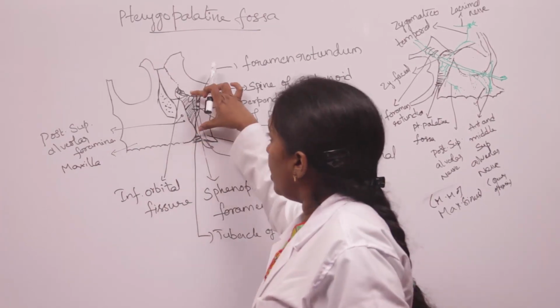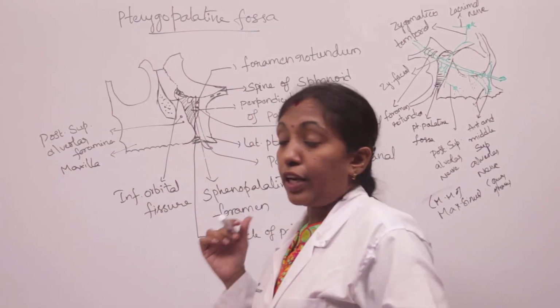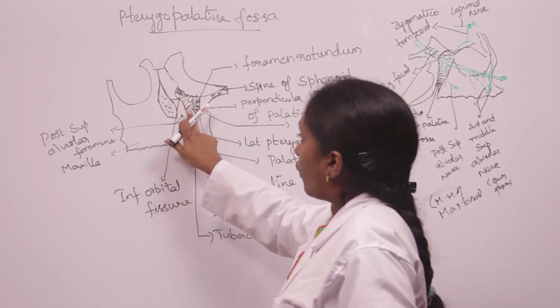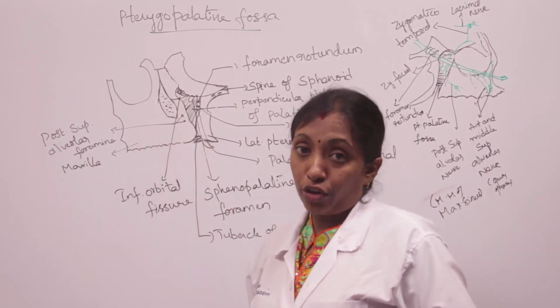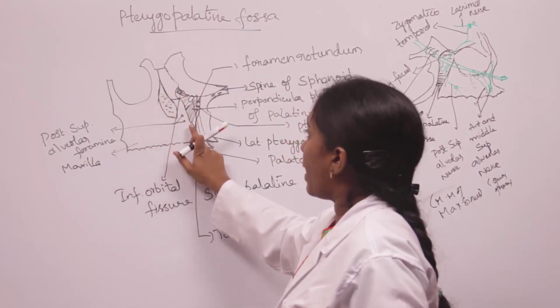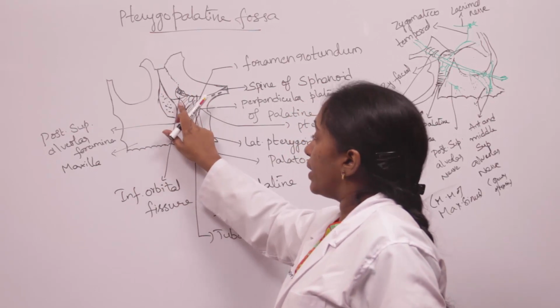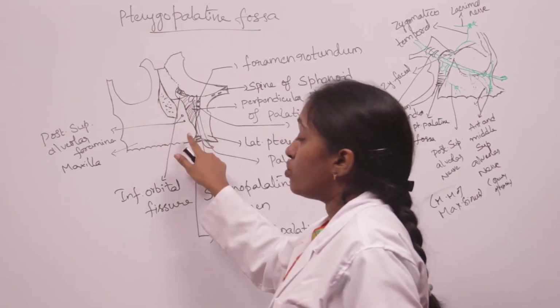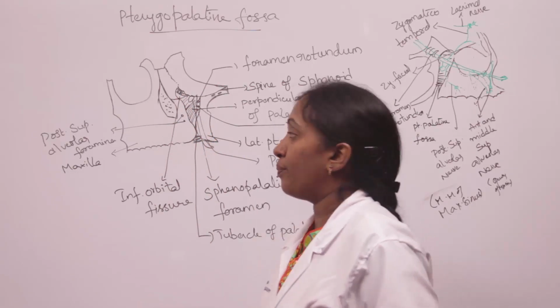Coming to the boundaries of the pterygopalatine fossa. In front we have the upper part of the posterior surface of the body of the maxilla. This is the maxilla, and this is the posterior surface of the maxilla. So it is bounded anteriorly by the upper part of the posterior surface of the body of the maxilla.